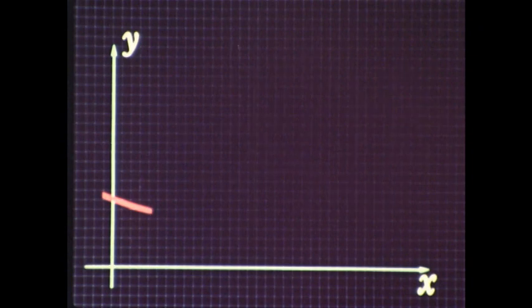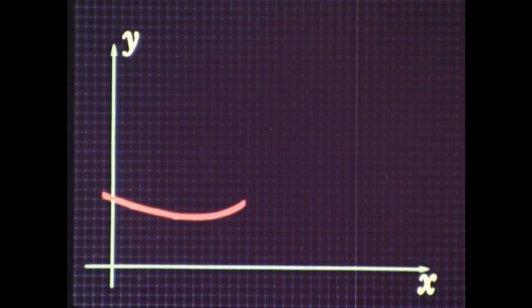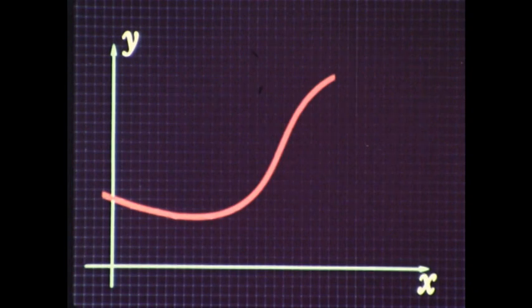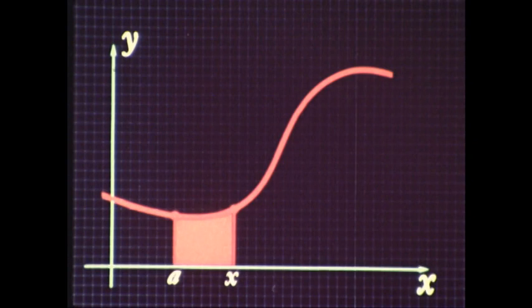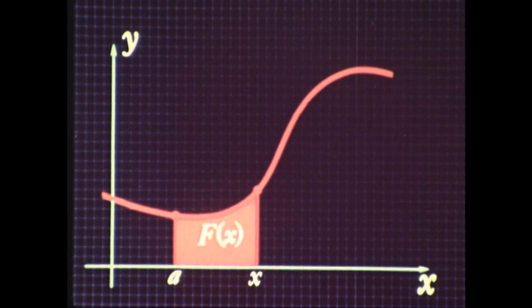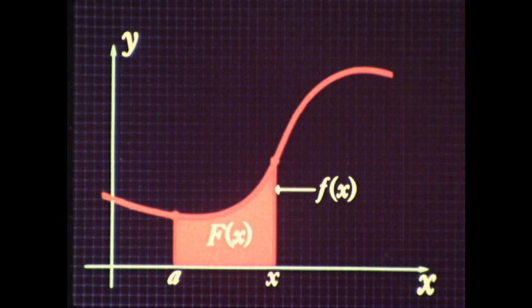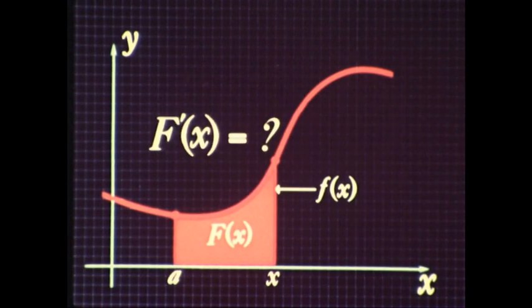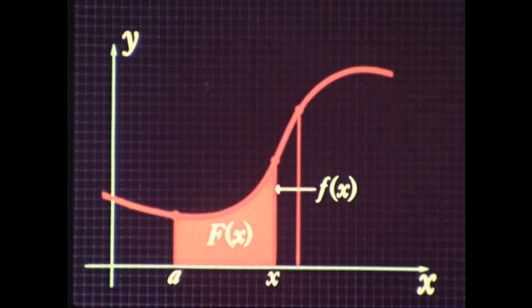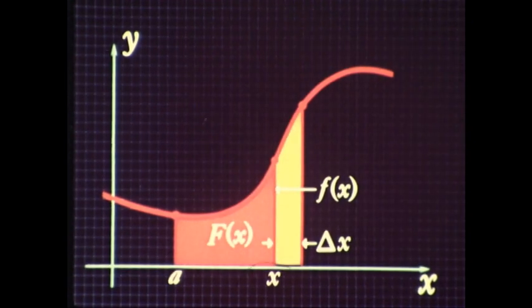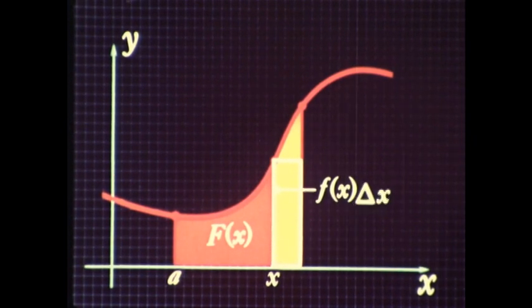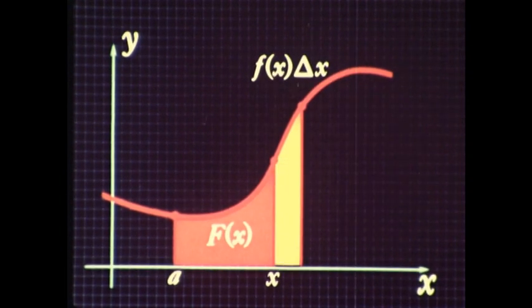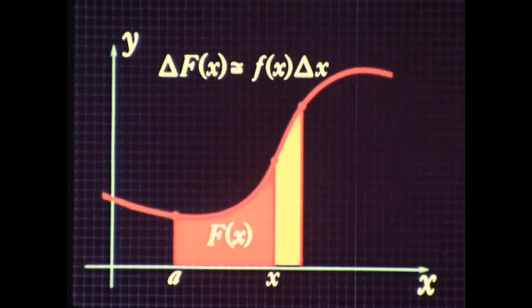Passing now from these examples to the general proposition behind them, we take a continuous function f, such as we see here. We pick a fixed point a and a variable point x, and consider the area F of x under the graph of f between a and x. Let us estimate F prime of x. If we increase x by delta x, we adjoin the region we see here, which is roughly approximated by a rectangle with base delta x and altitude f of x. Its area, f of x times delta x, is then a rough approximation to the change delta F in the area.